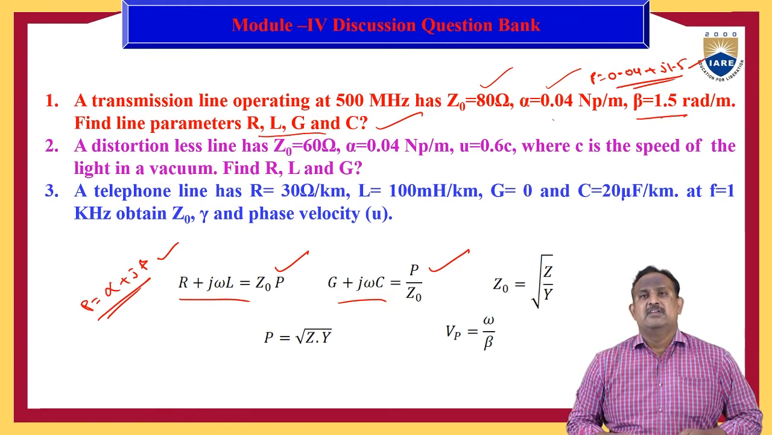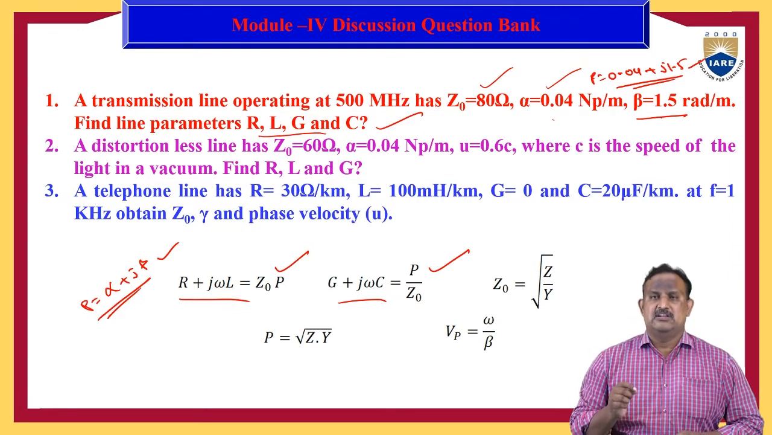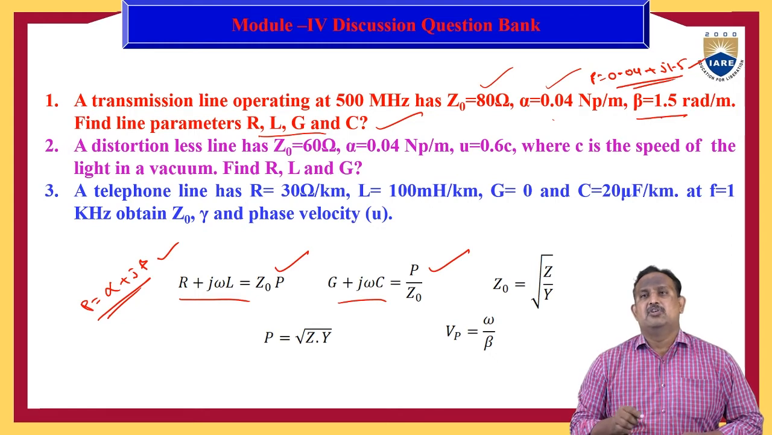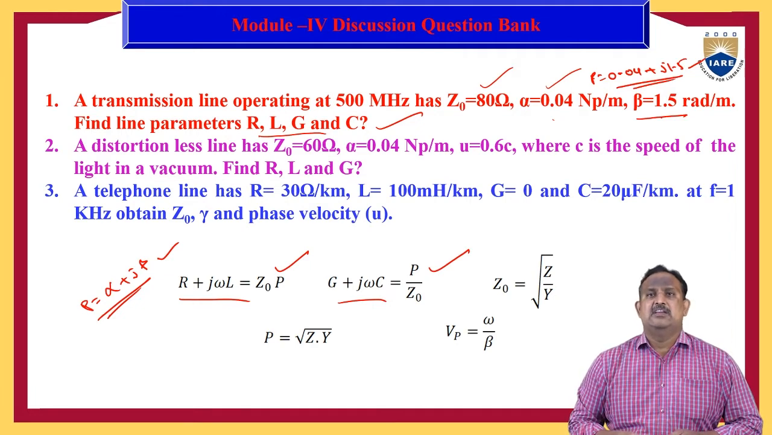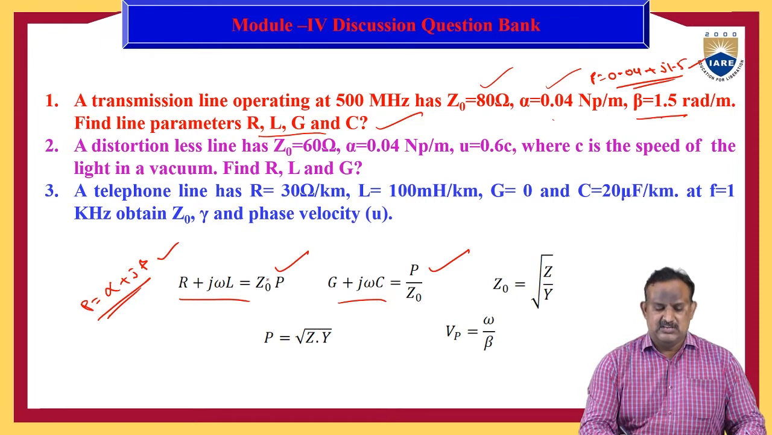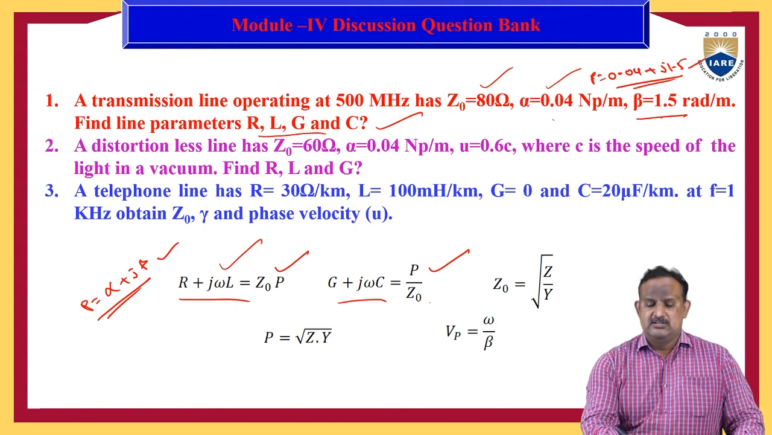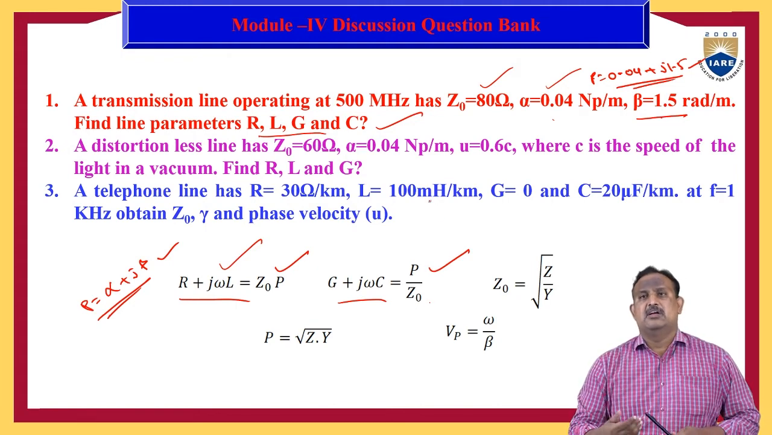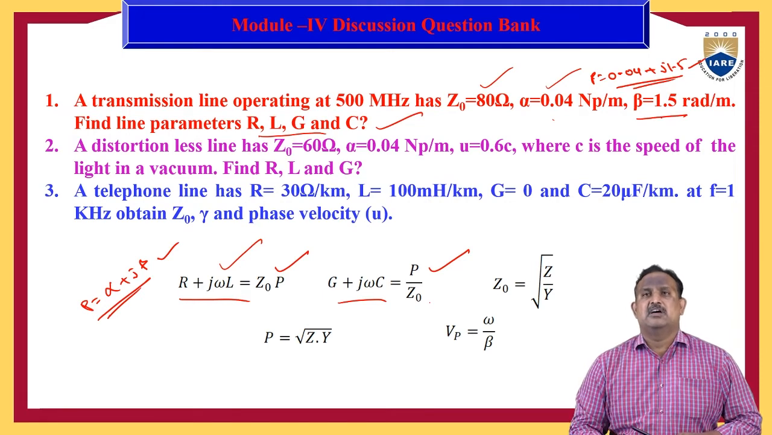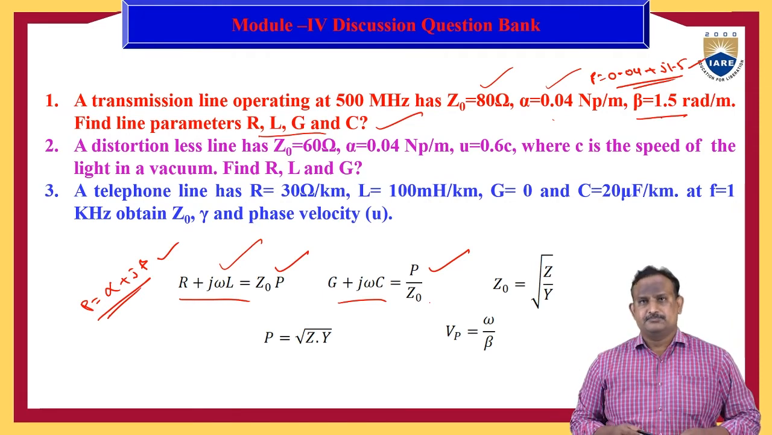Next problem. A distortionless line has Z0 equal to 60 ohms, alpha equal to 0.04 nepers per meter, and velocity u equal to 0.6 c, where c is the speed of light in vacuum. Then we need to find the R value, L value, G value. By using the same formulas, R plus j omega L equal to Z0 into P, and G plus j omega C is equal to P by Z0, we can find the primary constants R, L, G.